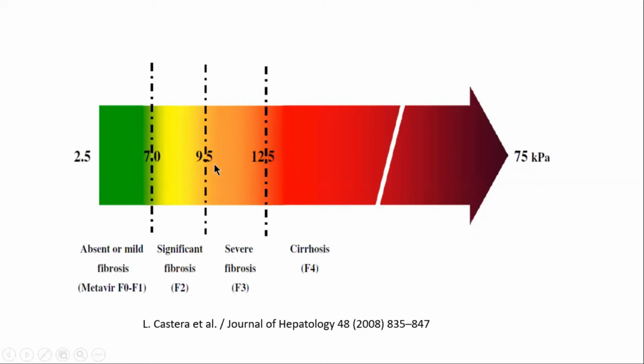From 7 to 9.5 kilopascal, there is significant fibrosis, which is stage F2. From 9.5 to 12.5 kilopascal, there is severe fibrosis, which is Metavir F3. And if more than this, then cirrhosis is defined, that is Metavir score F4.